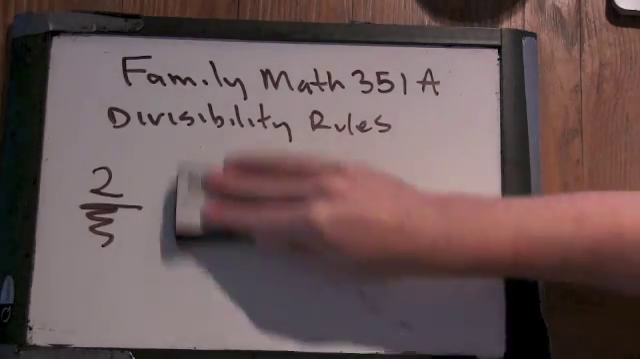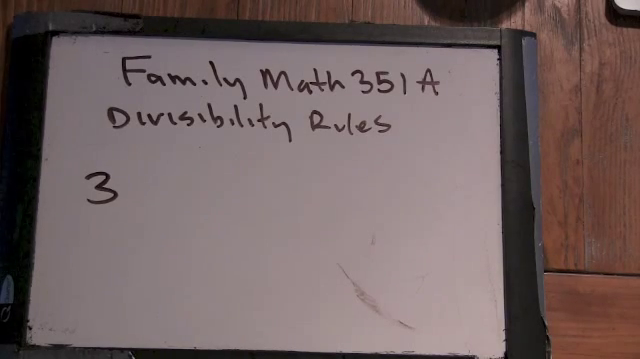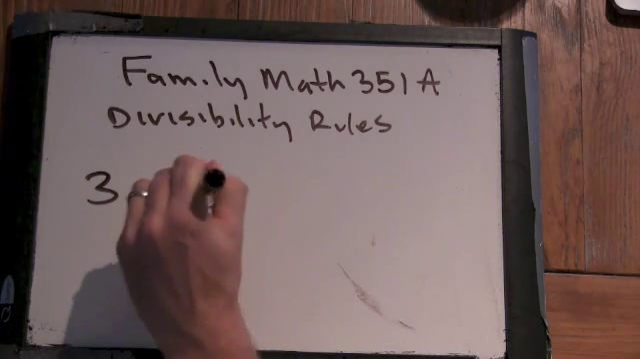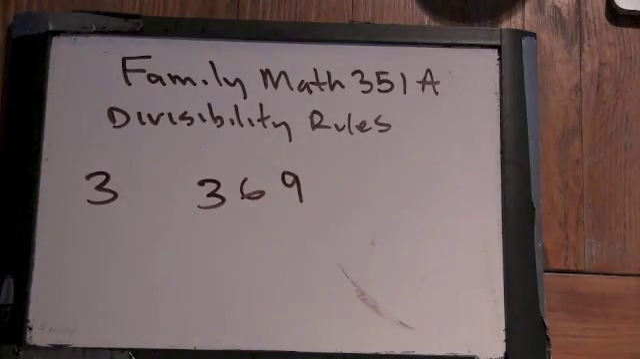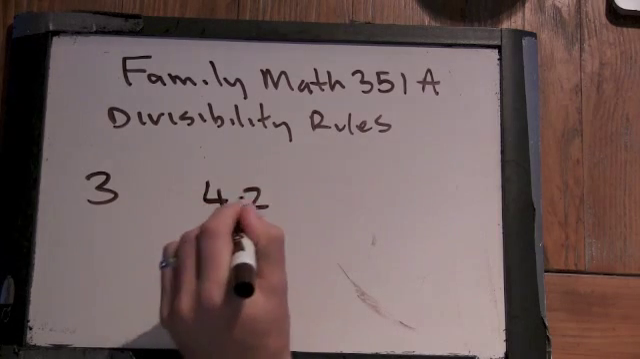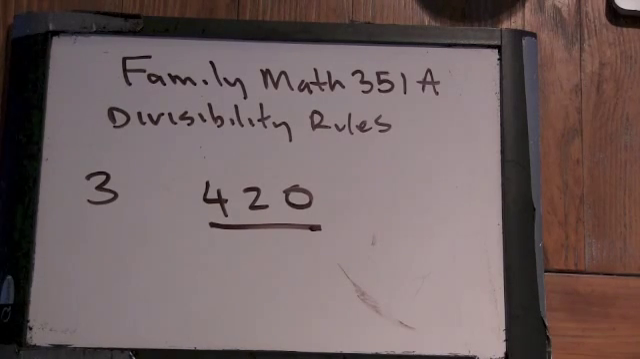What about 3? 3 is a little more complicated. For 3, you just have to add up all the digits, and if they add up to a multiple of 3, then it's divisible by 3. Okay, so I'm going to pick a number that I already know is divisible by 3. How about 369? Actually, that's a bad example. How about 420? So why does summing up the digits work? That's the tricky thing about this rule.